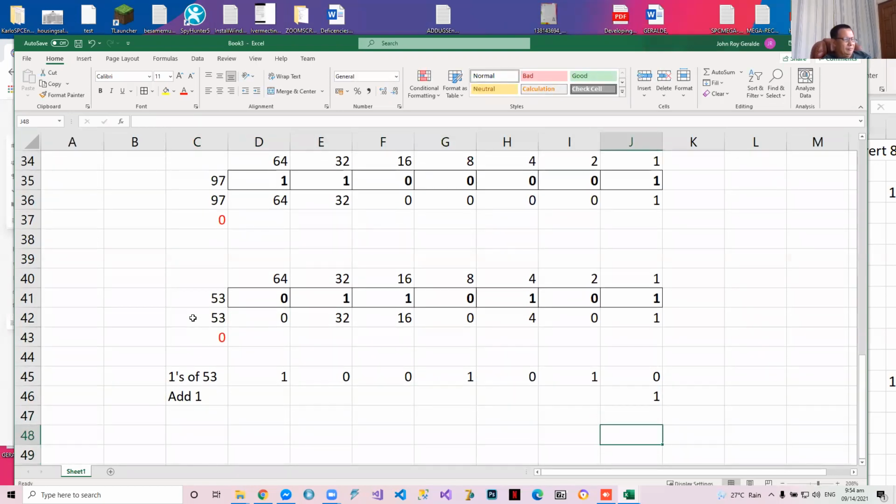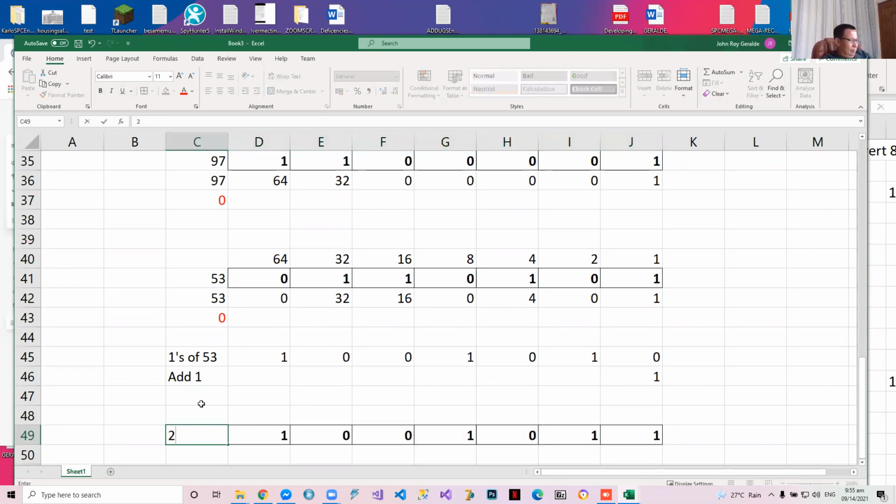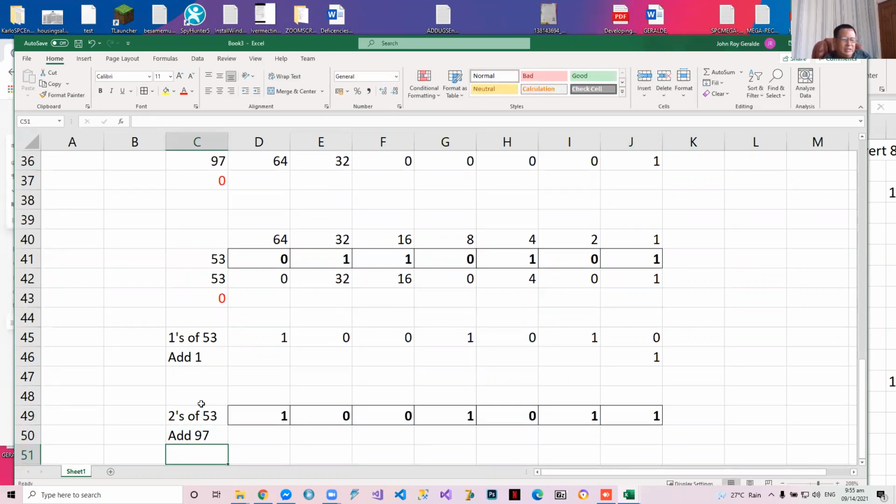We will put it here, no? So we have this 0 plus 1. 0 plus 1 is 1. This 1, 0. We just copy the rest because there's no addition needed anymore. Okay, we'll bold this. This is 2's of 53, right? This is the 2's complement of 53. Now we'll just add 97. It doesn't matter whether it's above or below because it's the same thing.